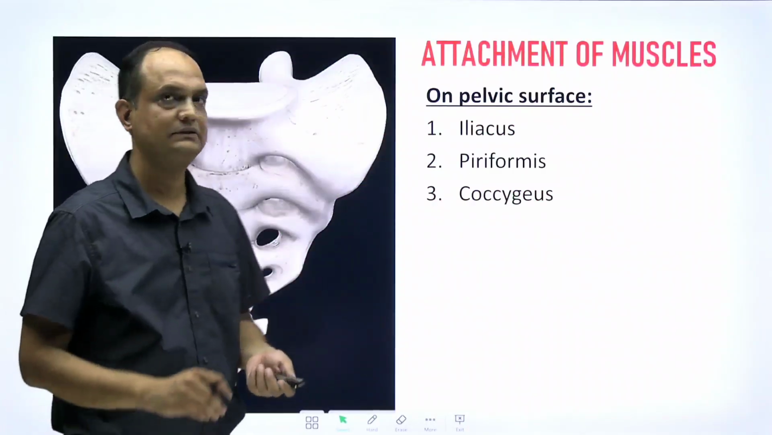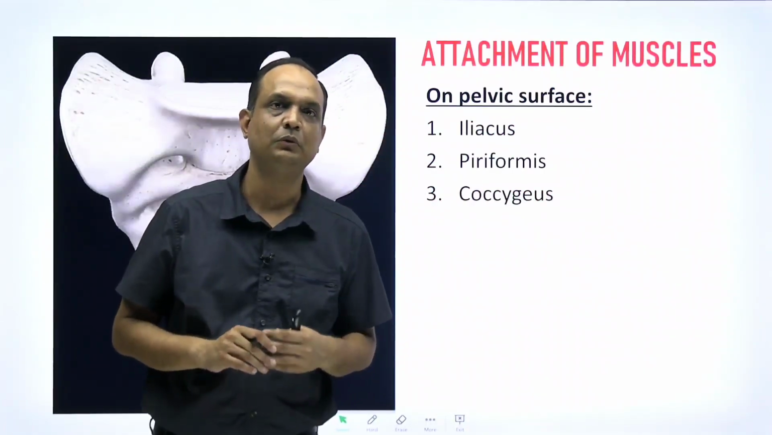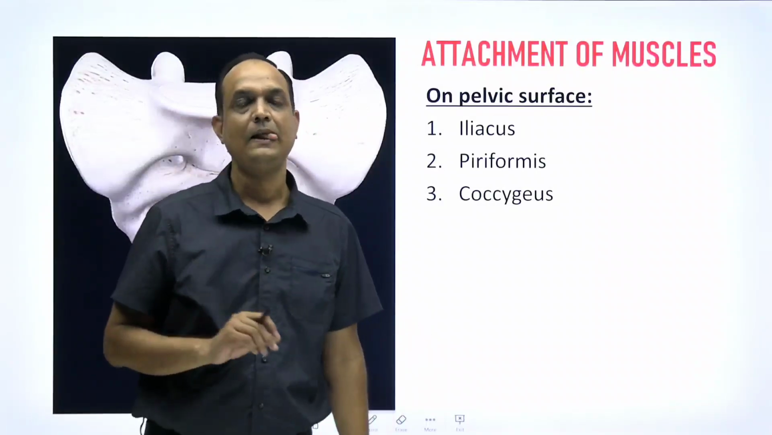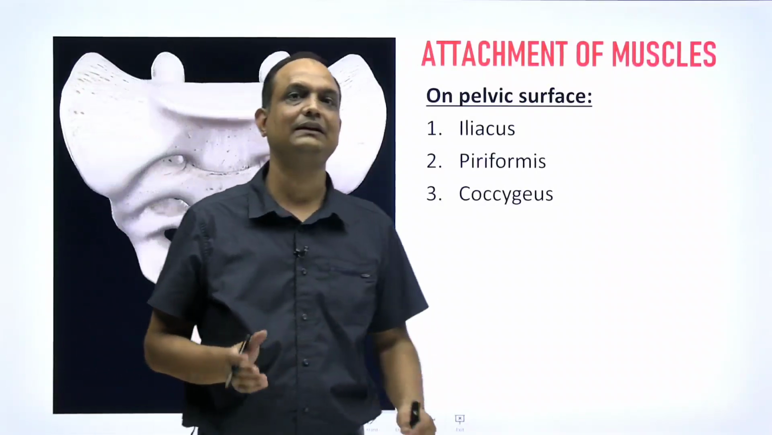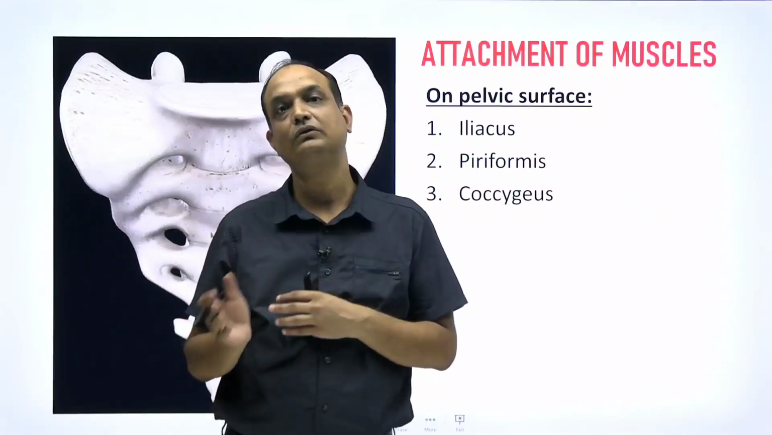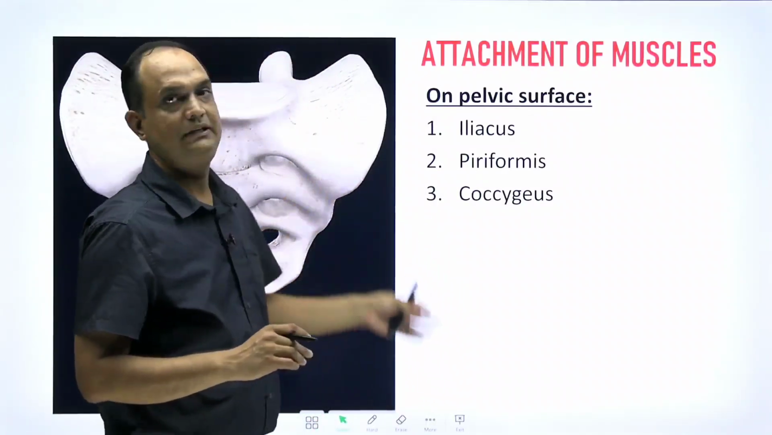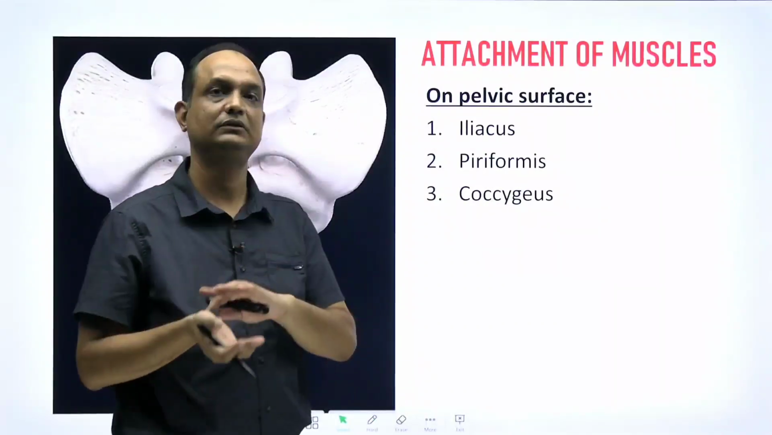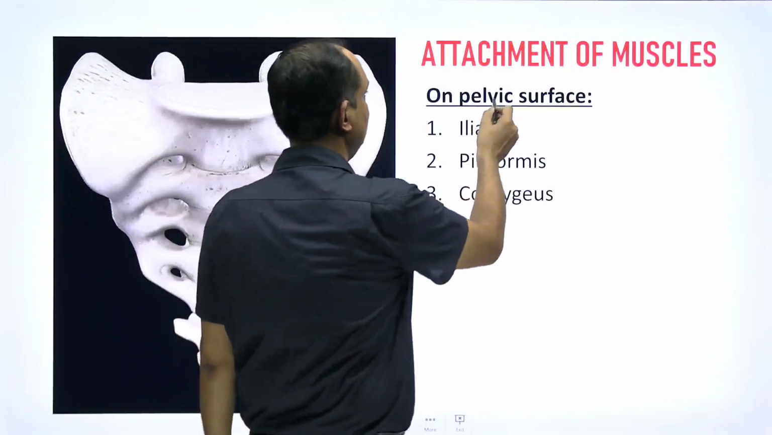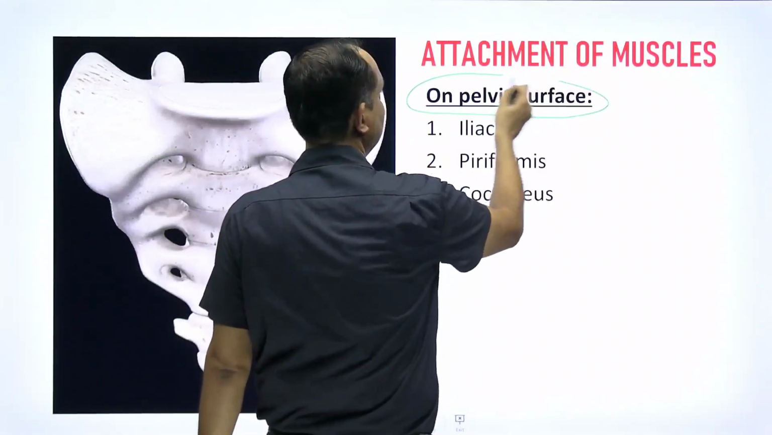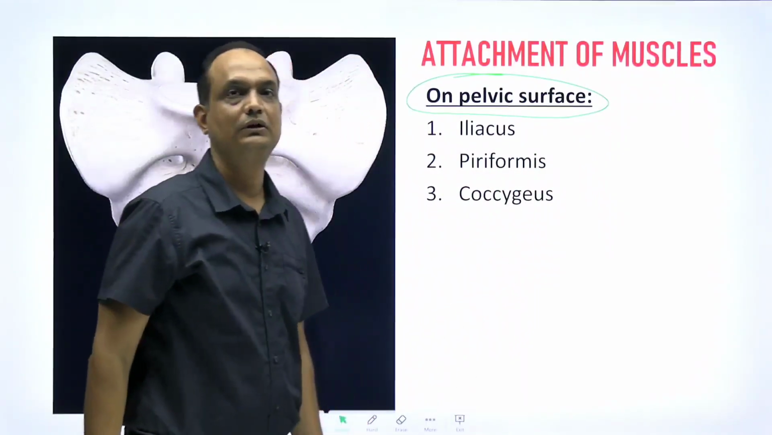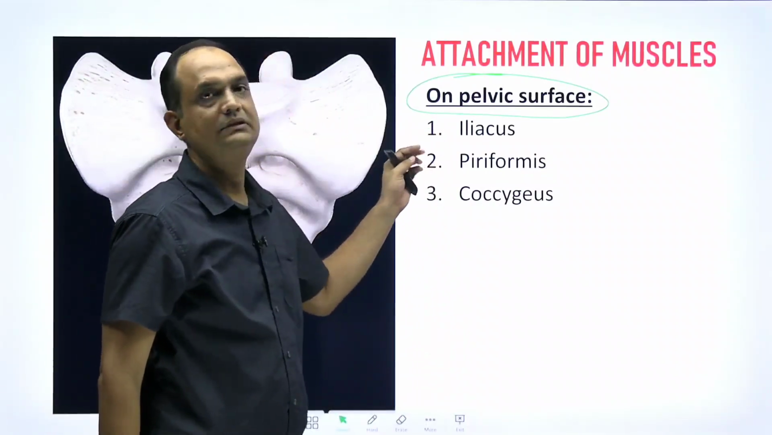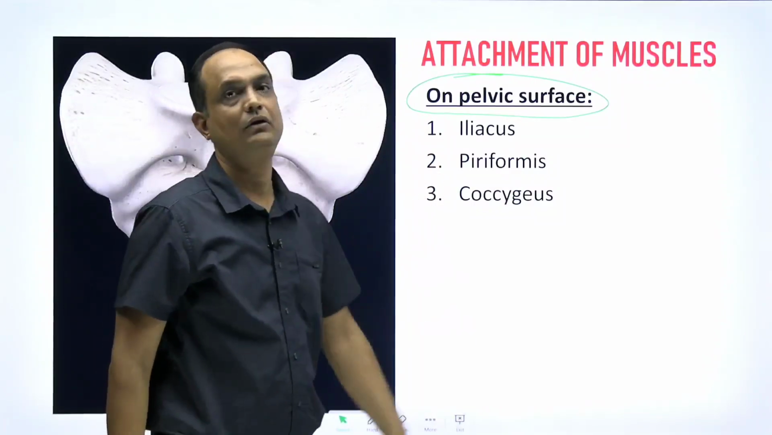First is attachments. When we see the attachments on the bone, we divide them into two segments, muscles and ligaments. As you know, the sacrum has a ventral surface and a dorsal surface. So we will see the muscles on the ventral or pelvic surface and the muscles on the dorsal surface. Suppose you have this question: what are the muscles attached on the ventral or pelvic surface of the sacrum? There are three muscles: iliacus, piriformis and coccygeus.